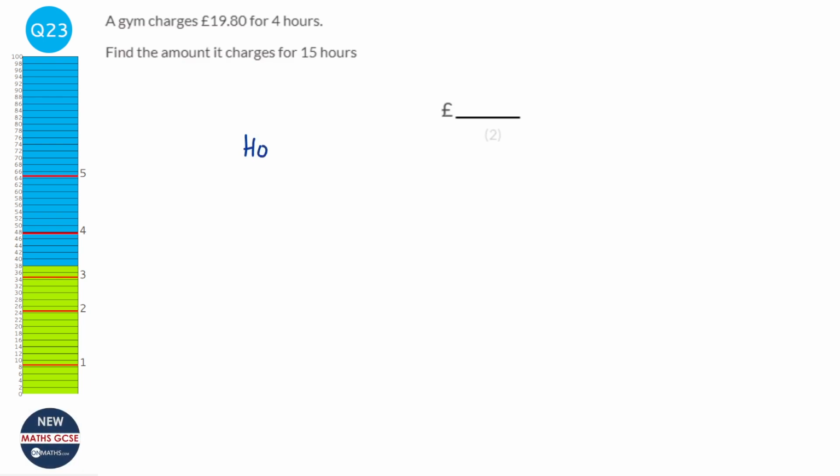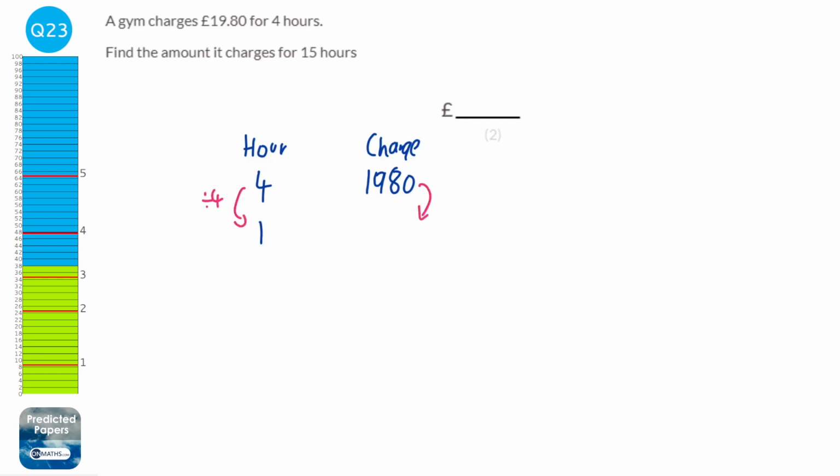So looking at the hours and the charge, we know that 4 hours is a charge, and I'm going to do the charge in pence, of 1,980 pence. And so what I want to do is just work out what 1 is. And to do that, I'm going to divide that by 4. So I'm just going to divide this by 4. It's always useful to find out what 1 is first. So that would be 495.